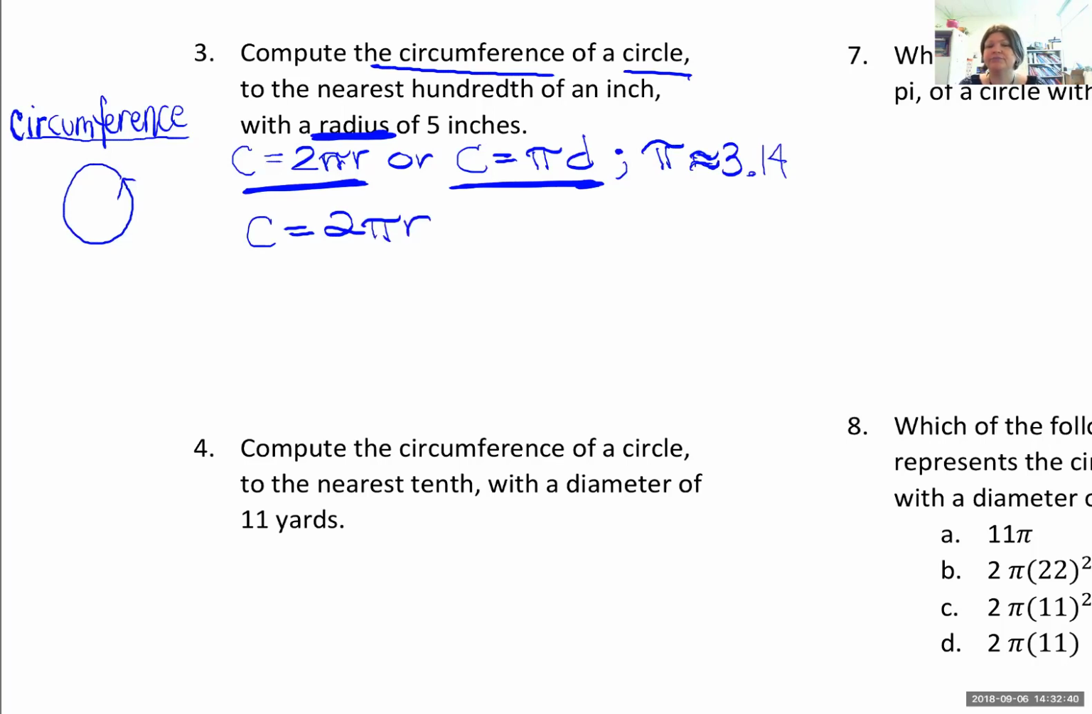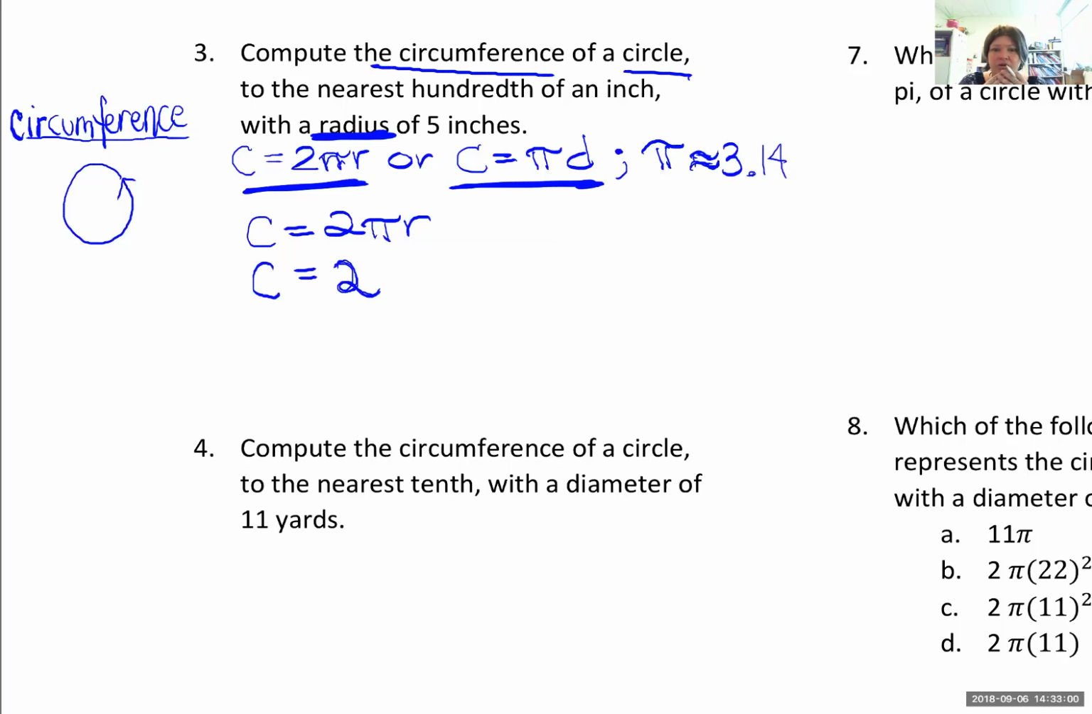Is everybody cool with that? Yes. Okay, so we're finding C. So that circumference is what we're looking for. It will remain C. Numbers don't change. 2 will stay 2. Okay, to approximate or not to approximate? Should we use 3.14 for pi or not?